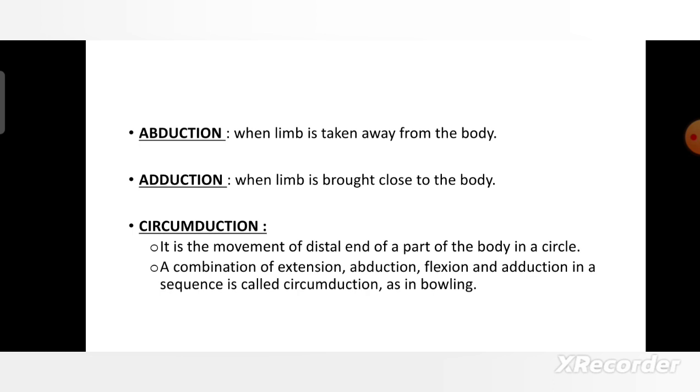Next is abduction. When the limb is taken away from the body. Adduction. When the limb is brought close to the body. Circumduction. It is a movement of the distal end of a part of the body in a circle. A combination of flexion, extension, abduction, adduction in a sequence is called circumduction. For example, as in bowling.